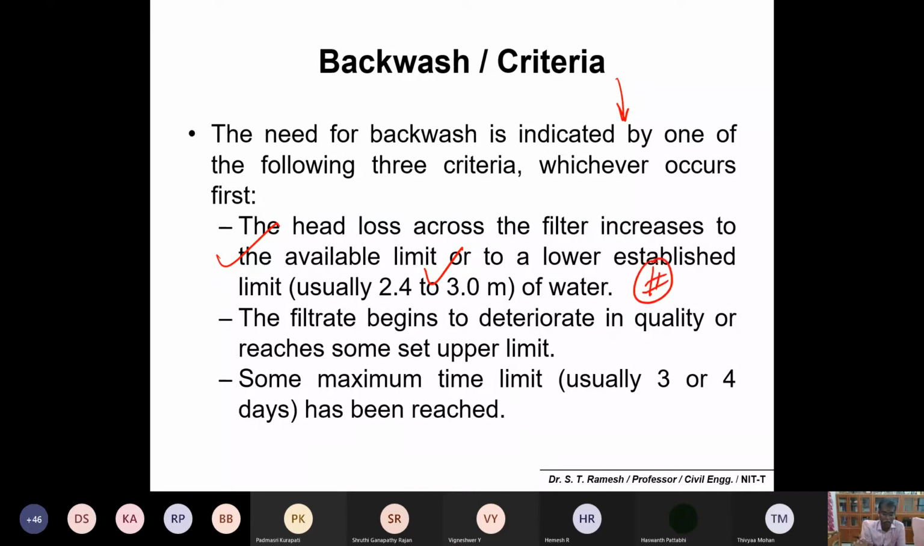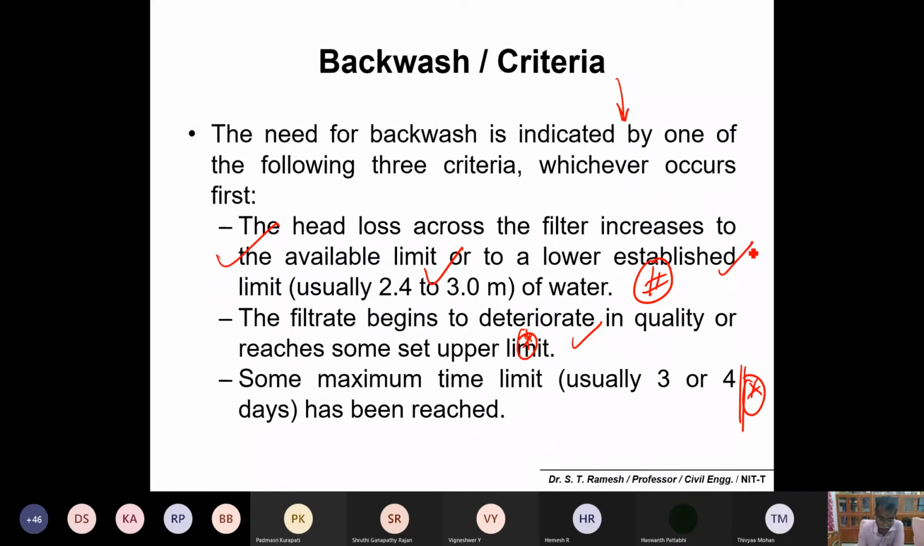If it reaches the maximum head loss, stop the filter and go for backwashing. Or you can monitor the quality of the treated water: collect the effluent or filtered water and check the turbidity. If there is any deterioration in water quality, the filter's efficiency has come down and it has to go for cleaning or backwashing. Or sometimes you can have fixed days, once in 3 days or once in 4 days, for simple backwashing. Please make a note.